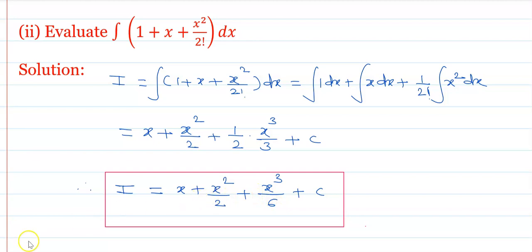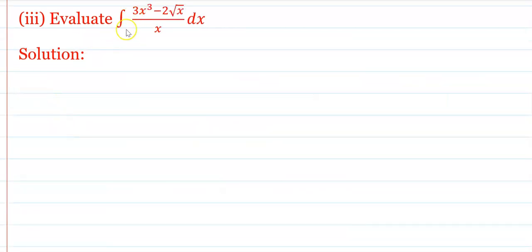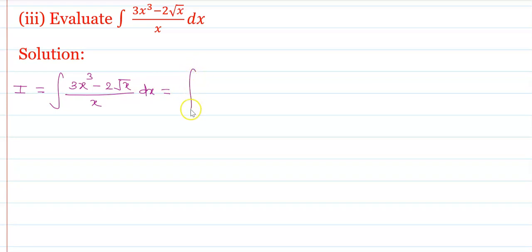Now the next problem. Next is evaluate the integral (3x cube minus 2 root x) upon x dx. Now here I is equals to integral 3x cube minus 2 root x upon x into dx, and that's equals to integral, in bracket 3x cube upon x minus 2 root x upon x, bracket complete, into dx.